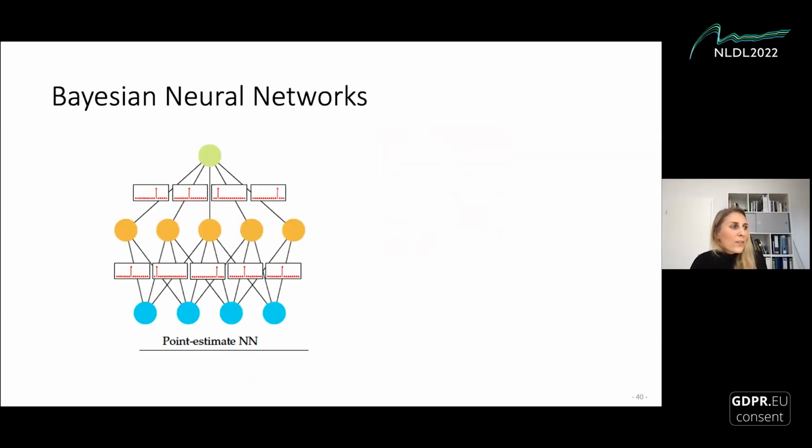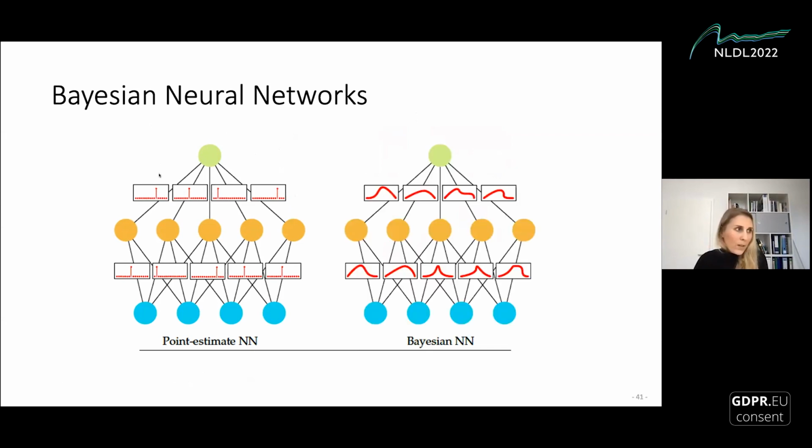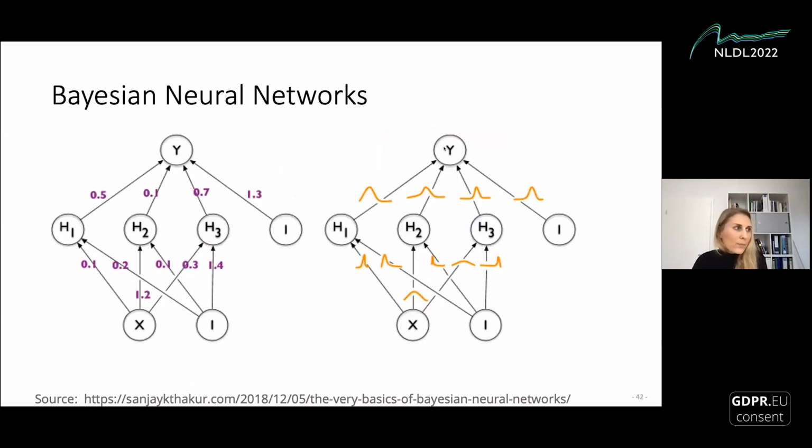How? So this is a normal neural network. You see, we have connections between each of the neurons, and we learn just one weight. For a Bayesian neural network, instead, we learn a whole distribution for each of the connections between neurons. So this is a normal neural network, where we learn just a single weight, and here, for the Bayesian version, we learn the distributions.